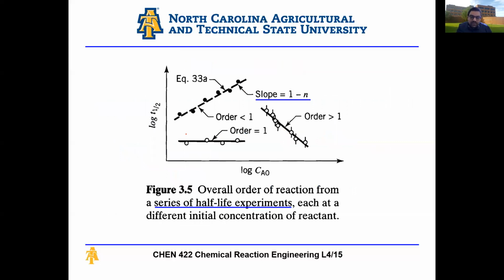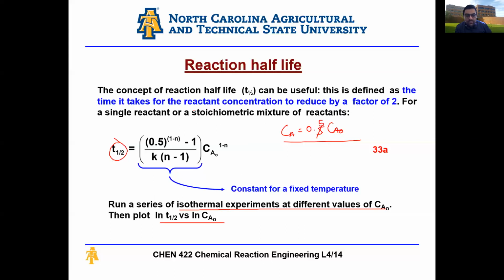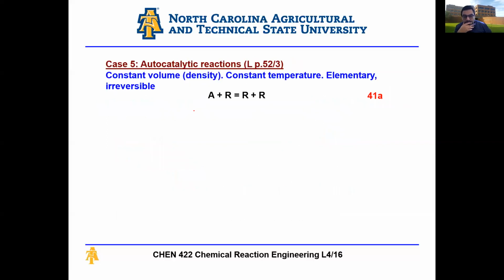So if the order is less than 1, the plot of ln or log T half versus Ca naught looks like this. Order greater than 1, it looks like this. And if the order is first order, it's just a horizontal straight line. Something to know when it comes to analyzing data. However, this equation 33a is important for your calculations. All right, so let's move on to the final few cases here.